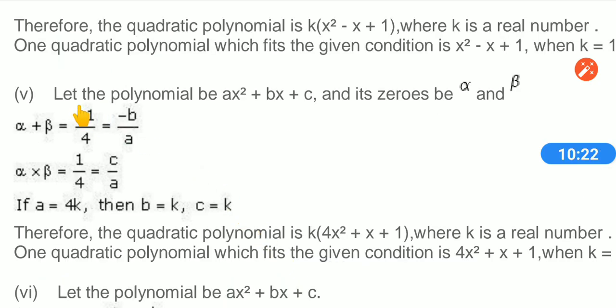So this is the solution for the fifth point, children. You have to let the polynomial be as usual ax square plus bx plus c, and you have to assume the zeros be alpha and beta. In that, sum of zeros how much is given, children, in the textbook? Minus 1 by 4. Product of zeros 1 by 4, isn't it? So continue this. Sum of zeros means alpha plus beta. How much given? Minus 1 by 4.